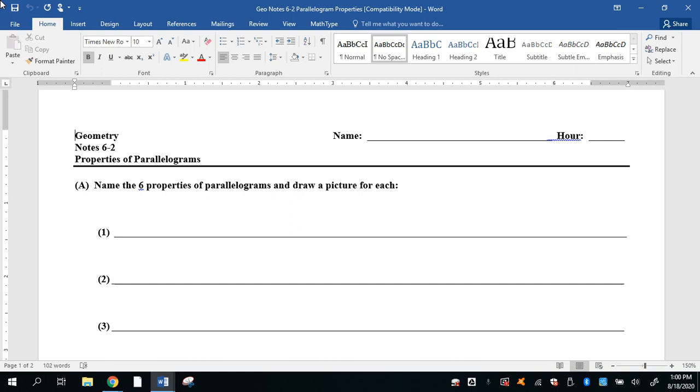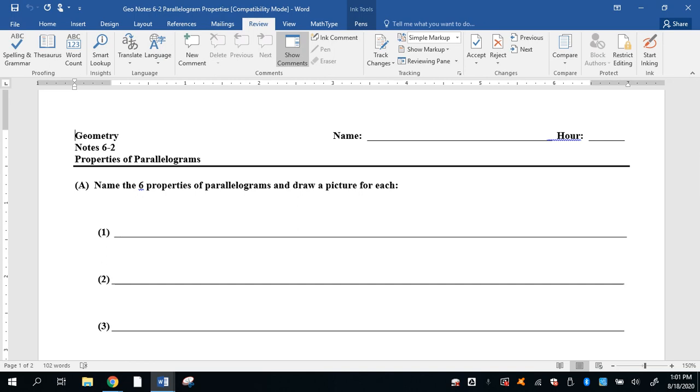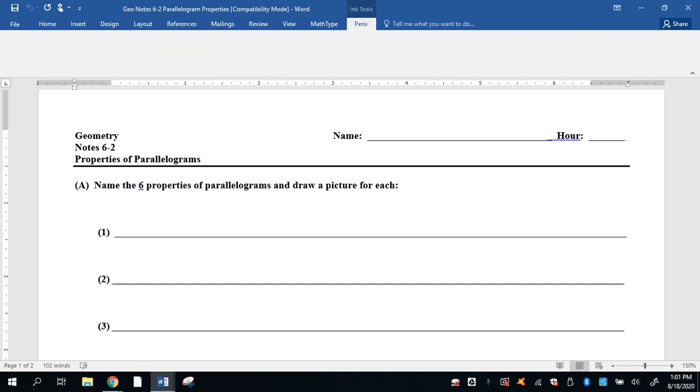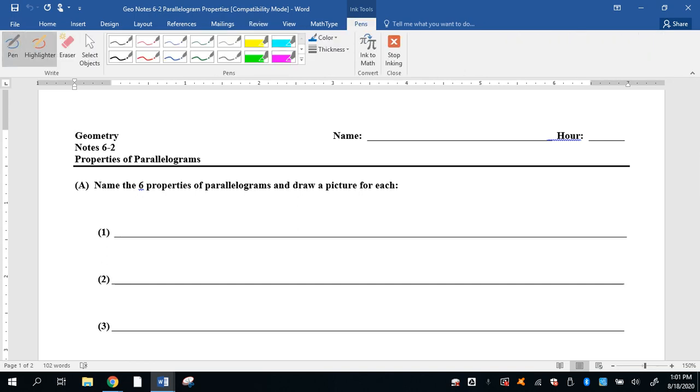We're also going to learn that if one of these properties is true of a quadrilateral, then that quadrilateral is a parallelogram. So the first property is going to be the definition. Let's write definition, DEF for definition. What is a parallelogram? It is a four-sided object, meaning it's a quadrilateral, with two pairs of opposite parallel sides. So that is a parallelogram.